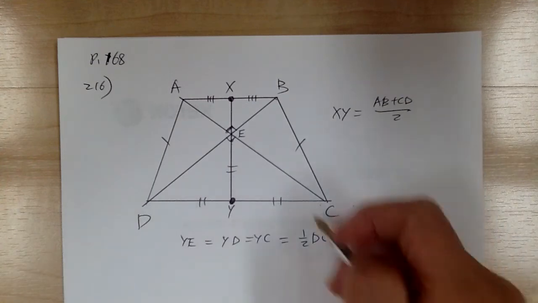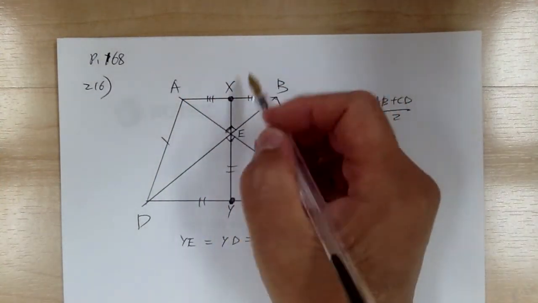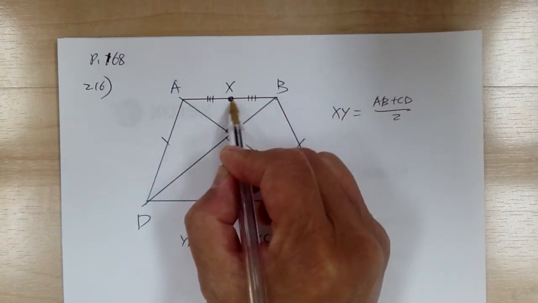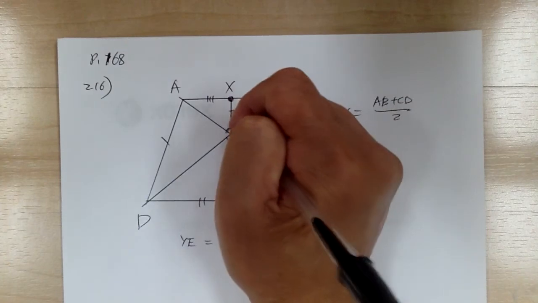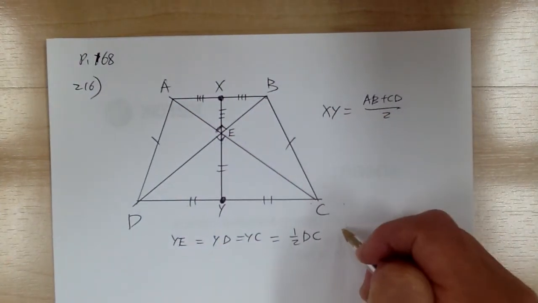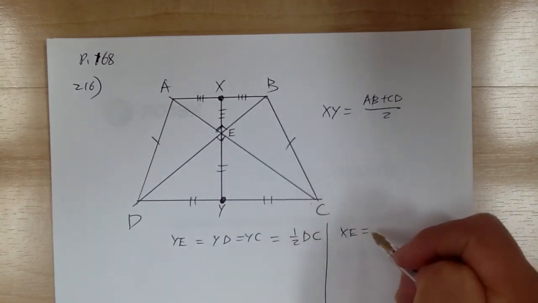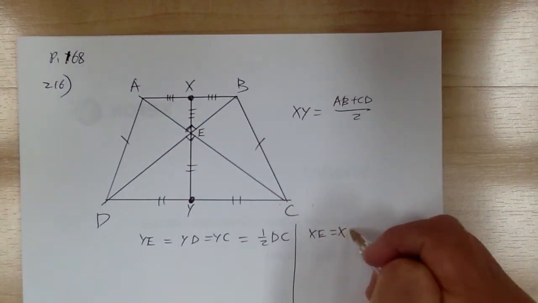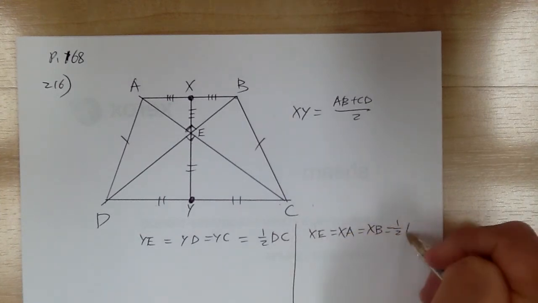And you do the same thing with the triangle up here. Again, this is a right triangle, and this is the midpoint of the hypotenuse of the triangle. Therefore, it's equidistant from the 3 vertices. So by using the same thing, you're going to get XE equal to XA equal to XB equal to 1/2 AB.